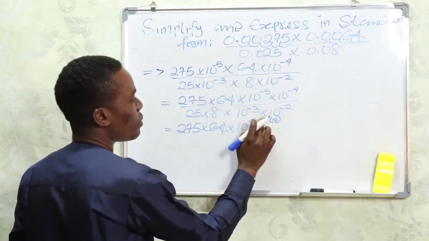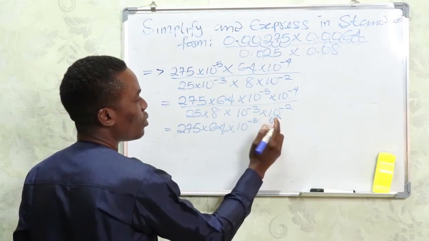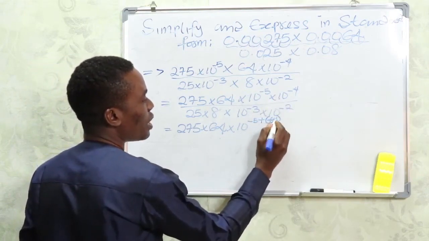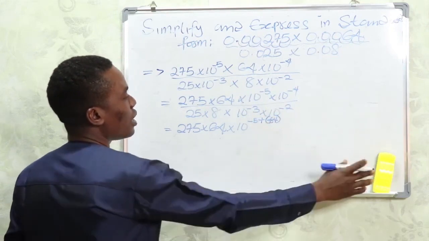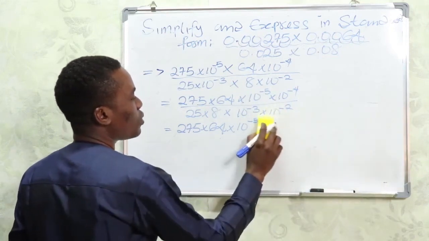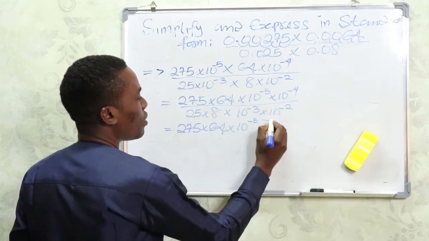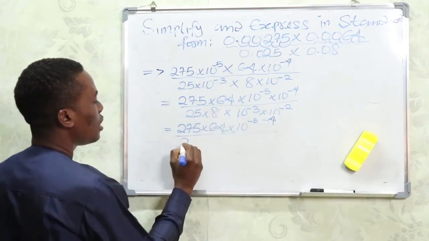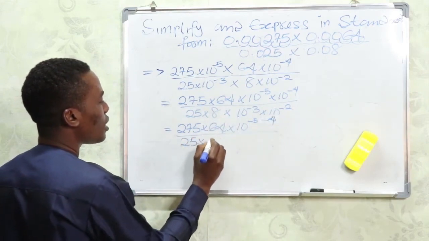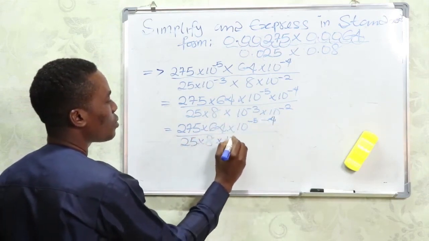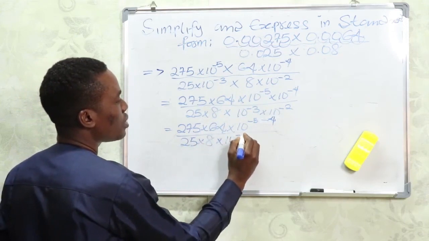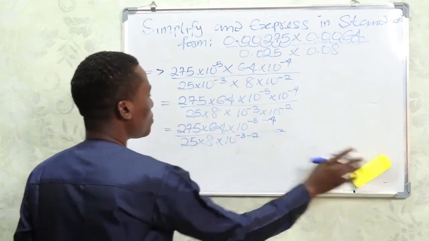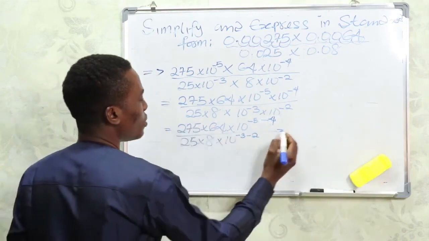So to save our space, minus times plus, this will give you plus bracket minus 4. To save our space, that will give us minus 4. So this will give us minus 5 minus 4, all over, the same thing goes here, 25 times 8 times 10 raised to power minus 3 minus 2. So in total, this will give us these two values.